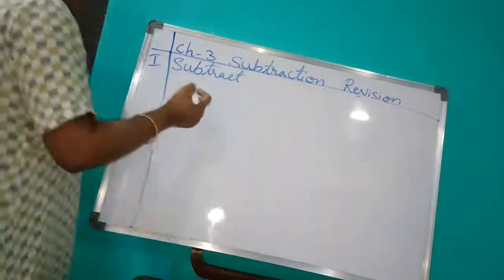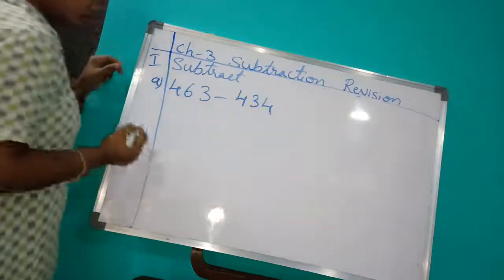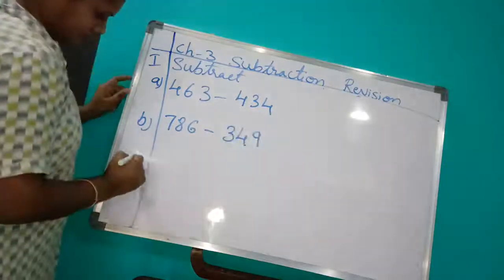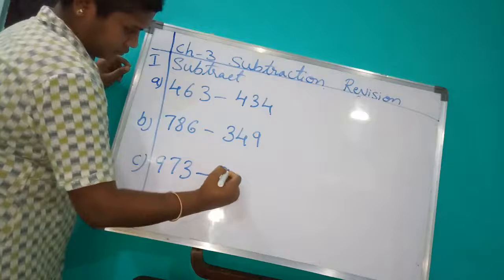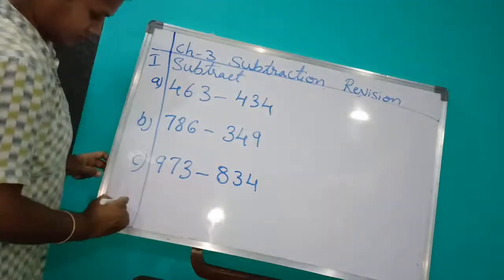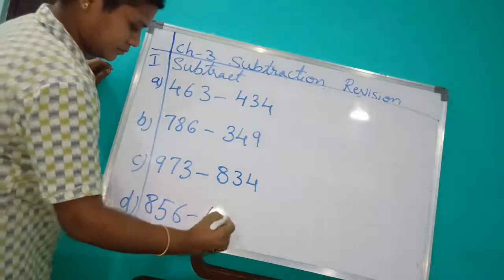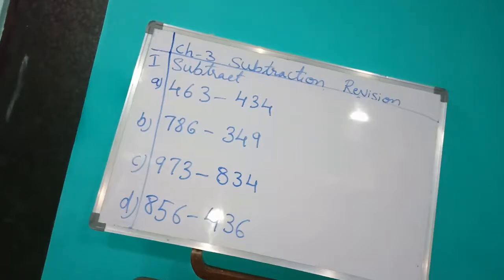Children, take out your classwork and write this. Subtract. Do these sums, children. Only 4. Do this also.